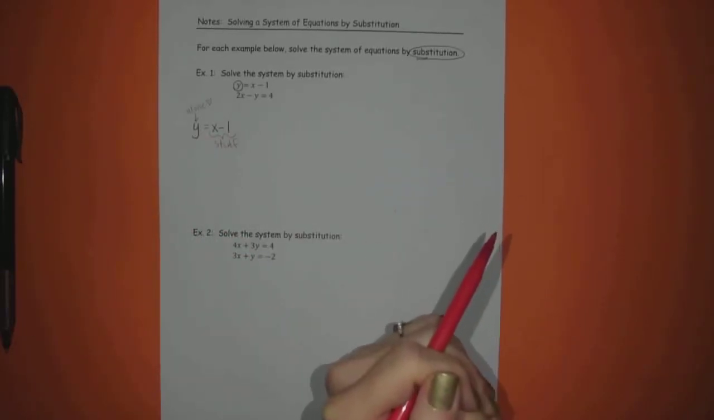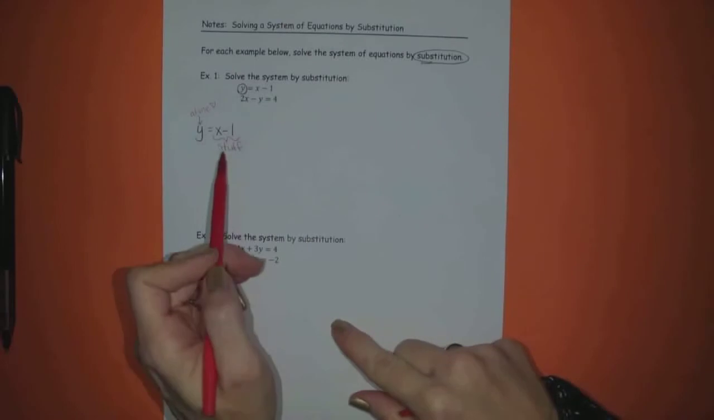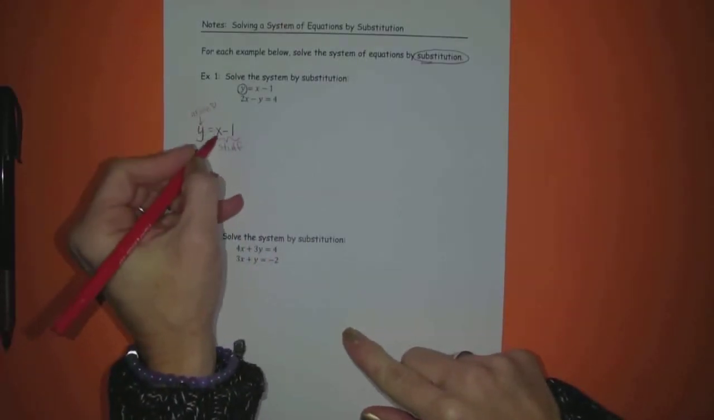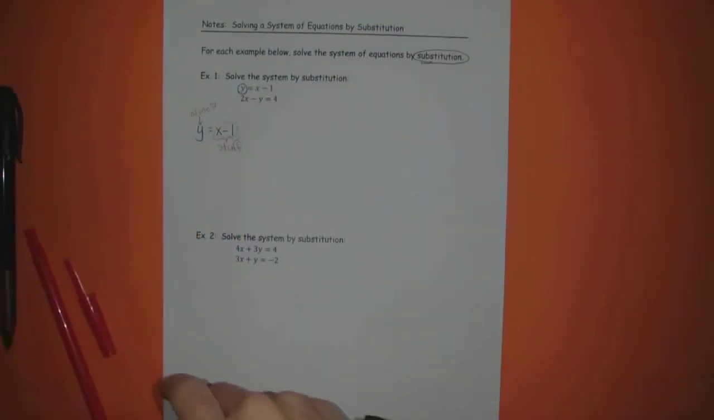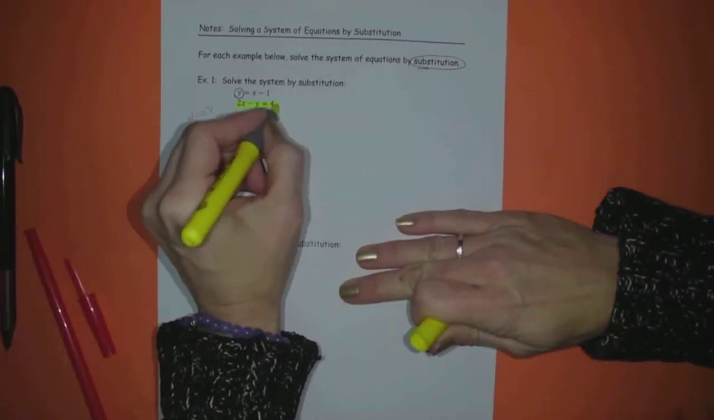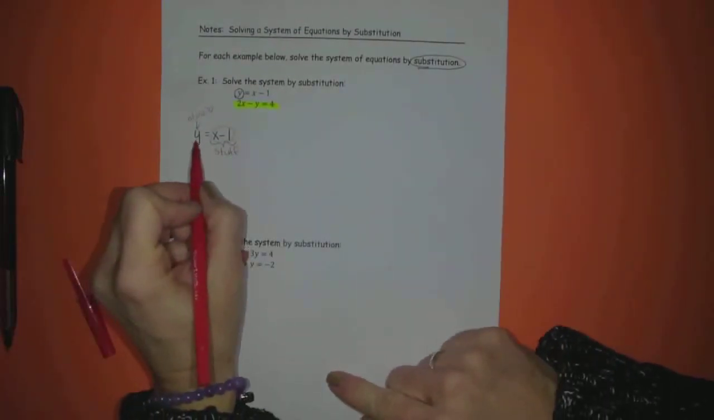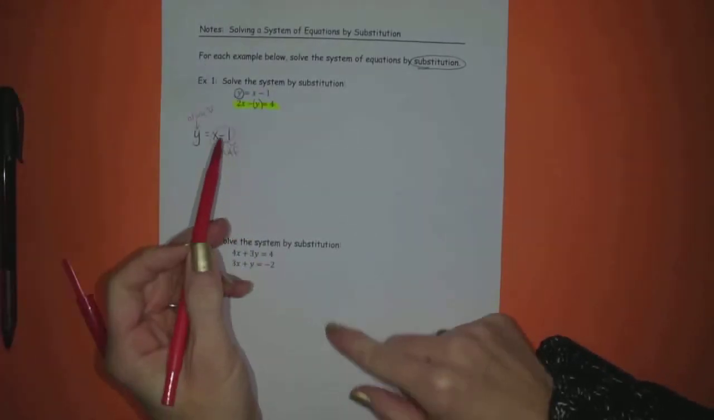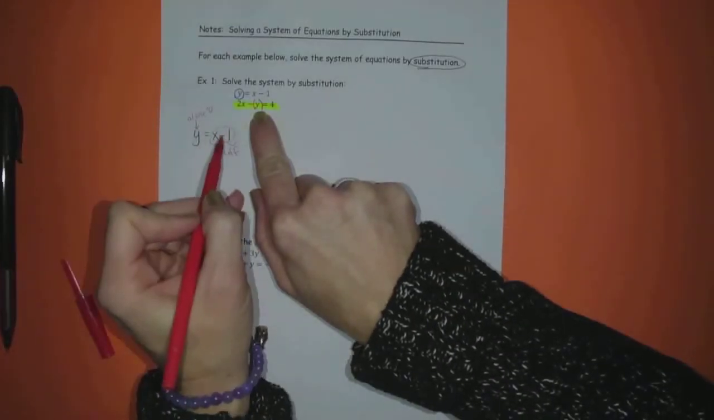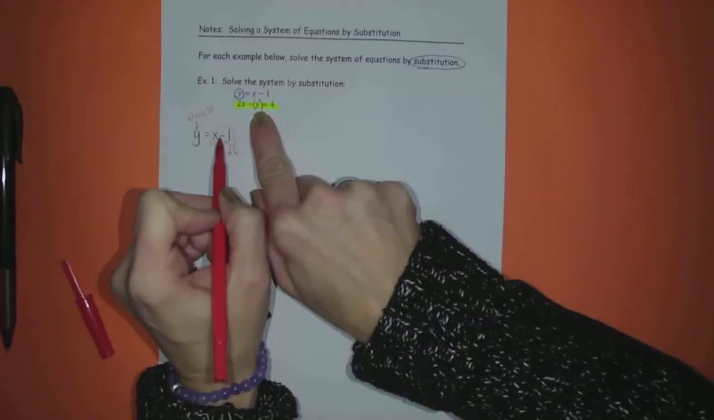Well, what do you do with stuffing? You stuff it in somewhere, right? You take a teddy bear that's stuffed, you stuff the stuffing in. So that's what we're going to do. We're going to put x minus 1, all this stuff, into the other equation right here. And we're going to place it where the y is. So right here, where this y is, we're going to replace that y with what y is. And y is x minus 1.